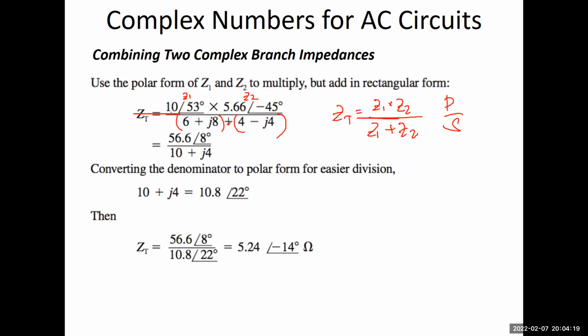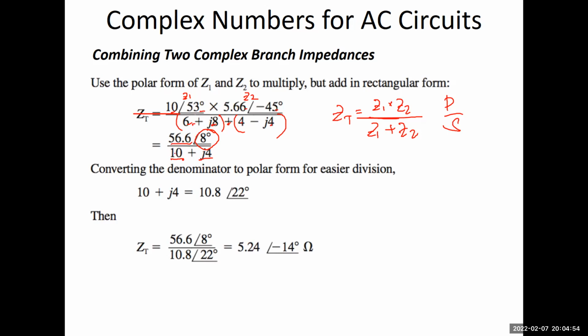So we multiply 10 and 5.66, we get 56.6, and then we add 53 degrees and negative 48 degrees. So that will give us a phase angle of positive 8 degrees. And then combining 6 and 4, we have 10, and then J8 and minus J4 would be plus J4. Okay. Pero hindi pa rito natatapos to. Okay?